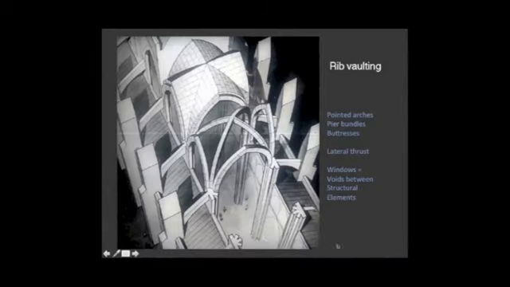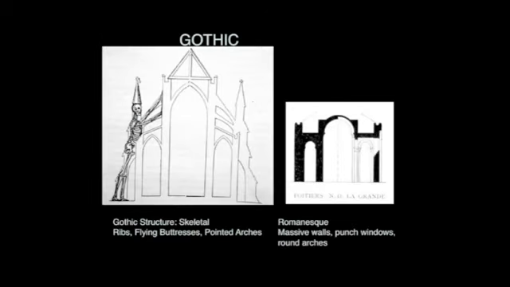So we have pier bundles here, these colonnettes that are clustered together against a thicker mass that support ribs. And notice, in the case of this Gothic structure, it's a different shape of vault than the shape of vault that we saw in Romanesque architecture. And for your point of reference, this is the Church of Notre-Dame-le-Grand in Poitiers, France.